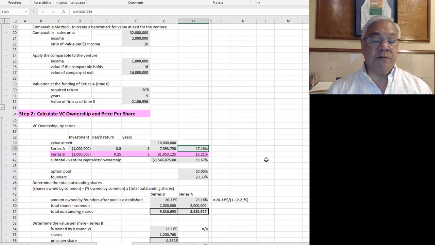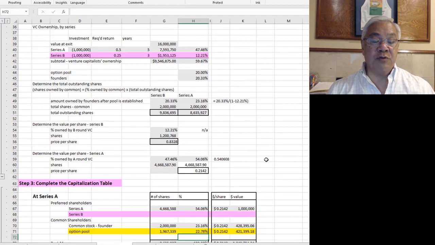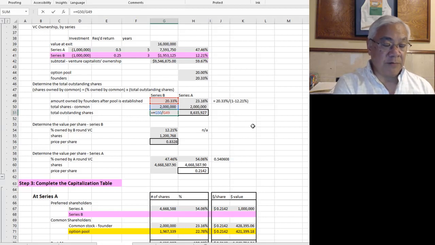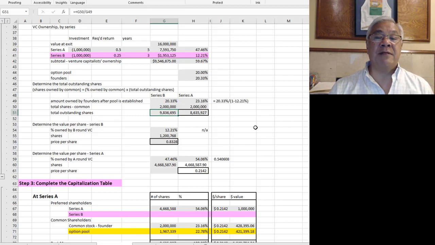So the VC Series A will own 47.46% as before, and then the Series B will own 12.21% in order to achieve their target of 1.95. So combined they own 59.67%, which means we still have to take care of our option pool of 20%, which means the founders are now down to 20.33%. That's life. Golden rule. All right, so now the part gets a little tricky because we have 2 financings. So we know that after the Series B, the ownership of the common is this 20.33%. If the number of shares outstanding is 2 million, then the total outstanding as of the end of year 5 will be this number. 2 million represents 20.33%, which means the total outstanding are 9.836 million shares.